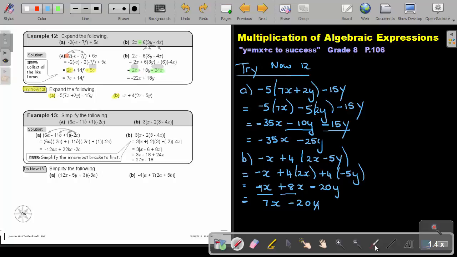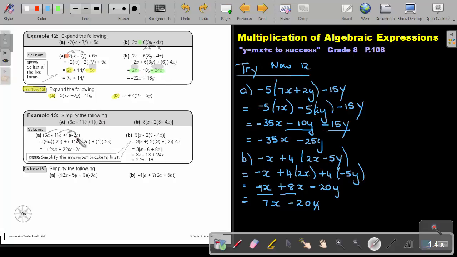Okay, let's look at the next example. Try now 13. Simplify the following. Now, sometimes they can put this monomial, the term, at the back. What I prefer is rather, students, you can work with it at the back. It seems to me I left it at the back, but you can also move it to the front.